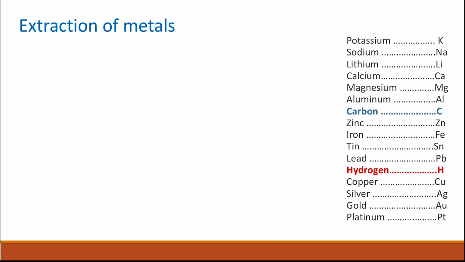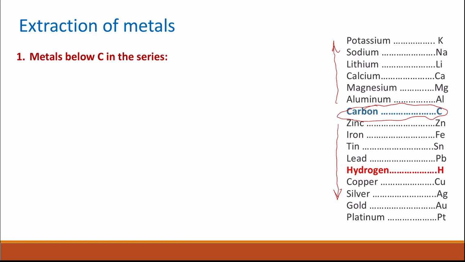The method of extracting the metal will depend on its position in the reactivity series. If you remember, the reactivity series has the different metals, but we also have carbon, which is a non-metal, and we can find carbon in the reactivity series. All the metals which are above carbon are more reactive than carbon, while the metals which are below carbon are less reactive than carbon. So the position of the metal in the reactivity series will determine the method of its extraction.